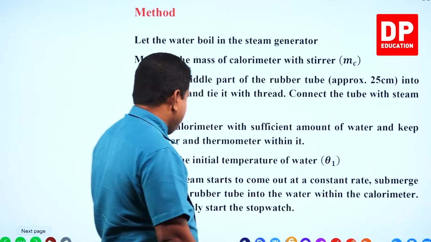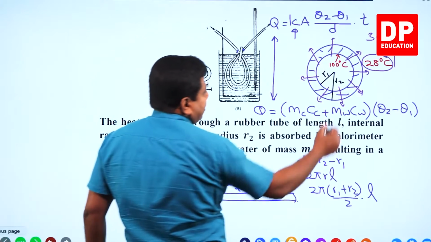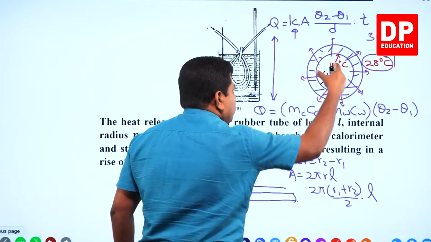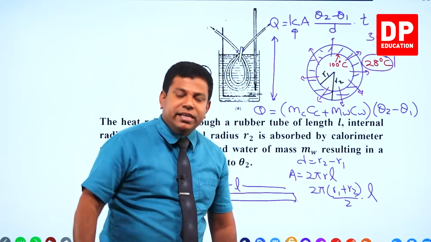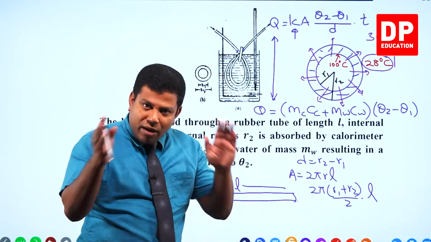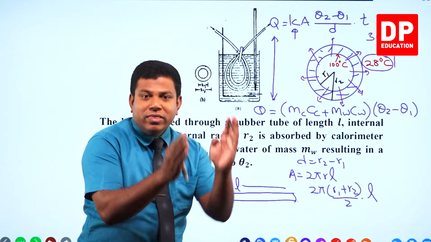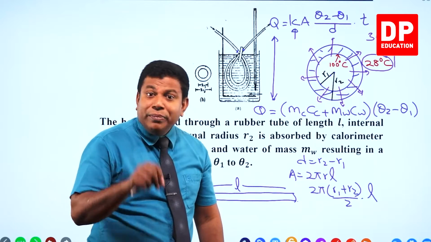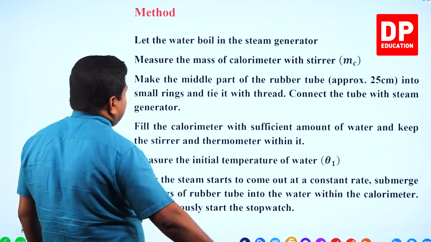Why? In the calculation we assume, look at this, we assume the internal surface is at 100 degrees. So after the steam starts going through this, give it some time for the internal surface to reach 100 degrees. After that only, so after the steam starts coming out, wait for a while, then only you are going to submerge this rubber tube part into the water. Don't forget that.